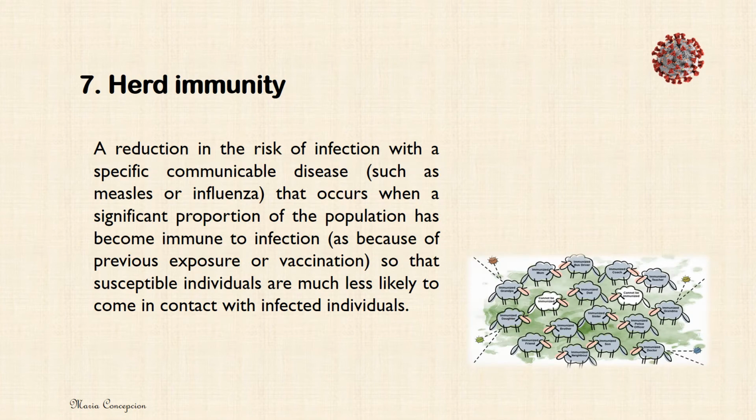Herd immunity. A reduction in the risk of infection with a specific communicable disease, such as measles or influenza, that occurs when a significant proportion of the population has become immune to infection, as because of previous exposure or vaccination, so that susceptible individuals are much less likely to come in contact with infected individuals.